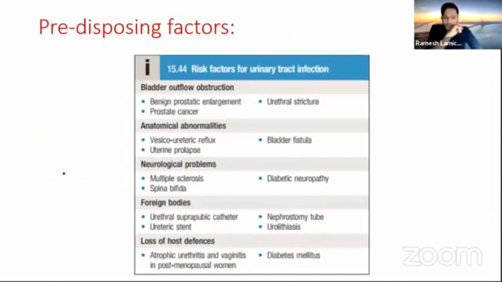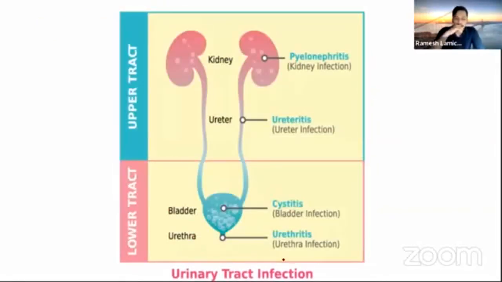The risk factors for developing UTI are bladder outflow obstruction. Whenever there is obstruction, there will be stasis and increased chances of infection. Anatomical abnormalities increase the risk of ascending infection, such as vesicoureteric reflux. Neurological problems such as multiple sclerosis and diabetic neuropathy, and foreign bodies also increase the chance. And there is loss of host defense, such as in atrophic vaginitis, atrophic urethritis, and diabetes mellitus.